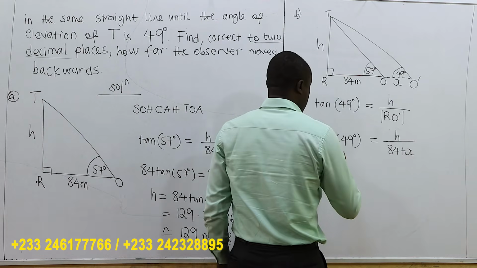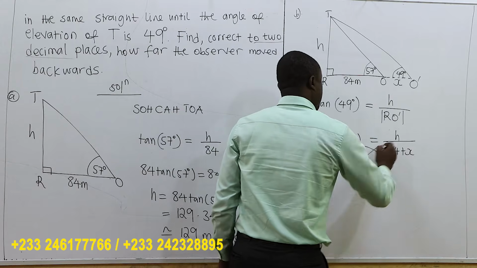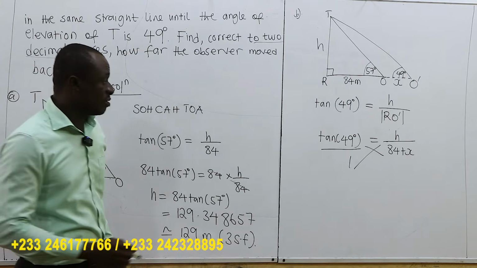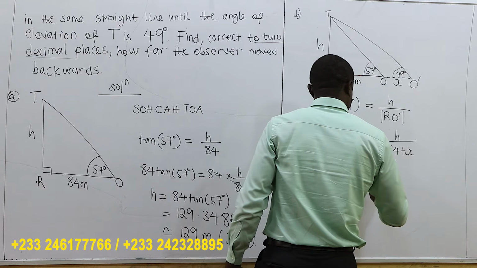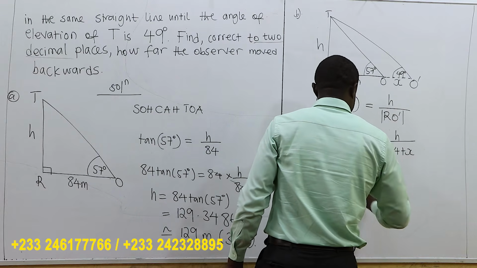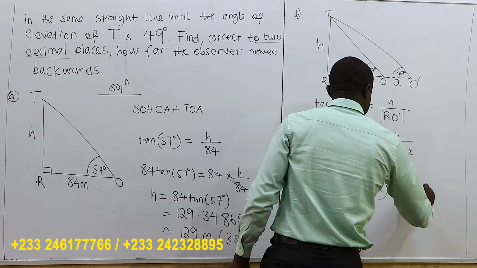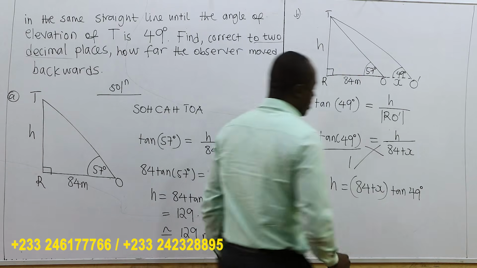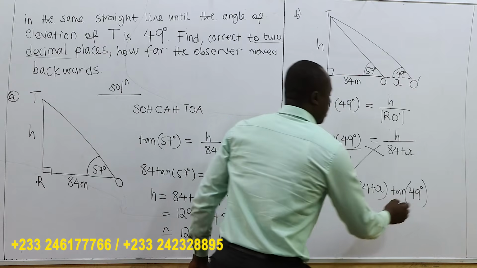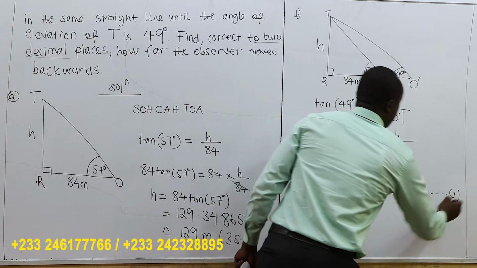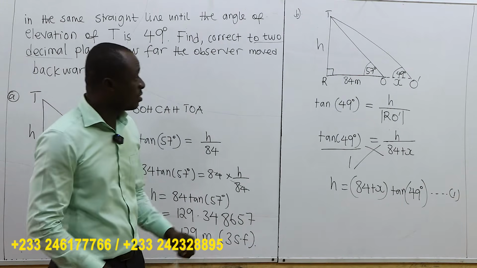Now from here, what do we do? This is over 1, so you can cross multiply. Clearly H is equal to (84 plus X) tan 49 degrees. Let's say this is equation 1.